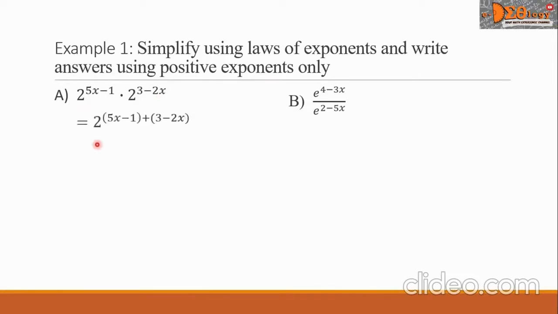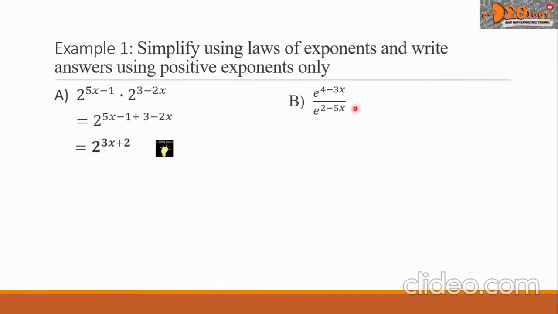So we have 2 raised to 5x minus 1 plus the other exponent, 3 minus 2x. So we can directly remove the grouping symbol and add corresponding terms. The 5x and the negative 2x we will combine together. It will be 3x. The negative 1 plus 3 is positive 2. So our final answer is 2 raised to 3x plus 2.